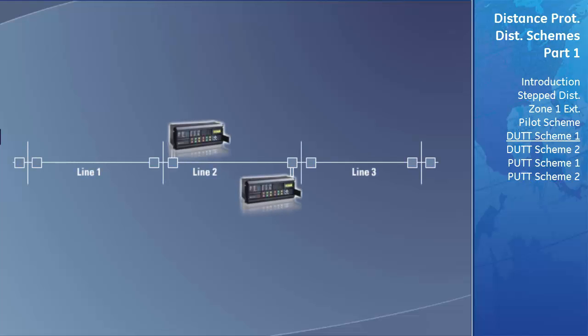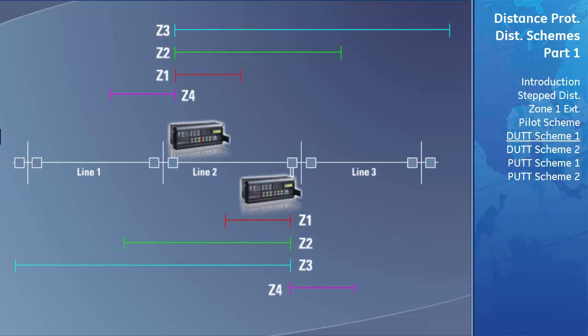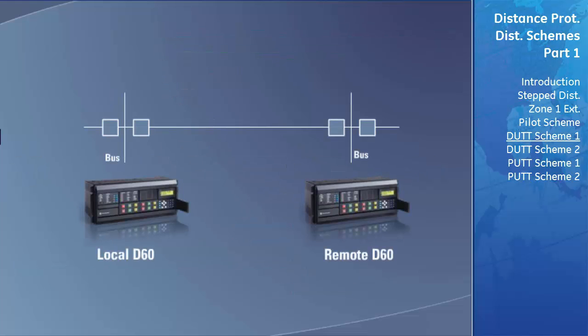Each of the D60s must also have all of its 4 zones of protection set up to operate as a standard step distance application. For the examples we will be using in this section, we will label the 2 D60s that are protecting the transmission line in the following way. The D60 that is located on the left side of the transmission line will be called the local relay. The D60 that is located on the right side of the transmission line will be called the remote relay.